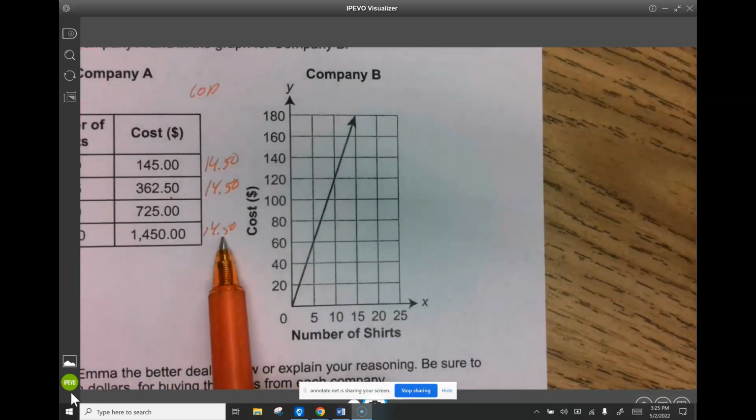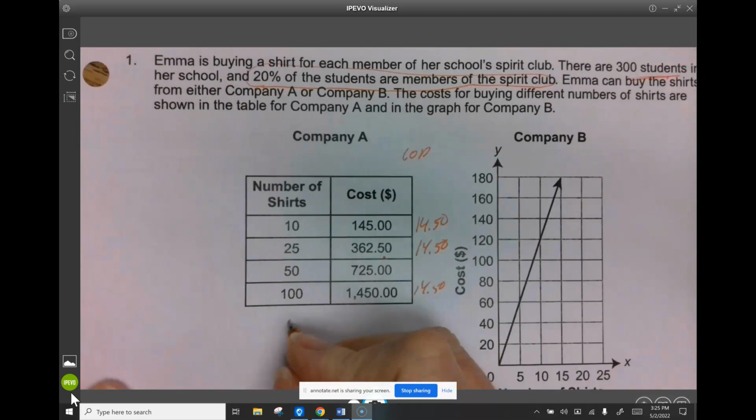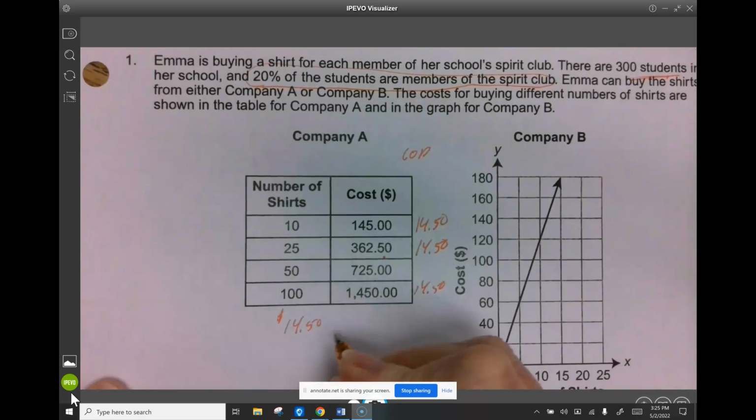So what does that mean? That means that it costs $14.50 per shirt.